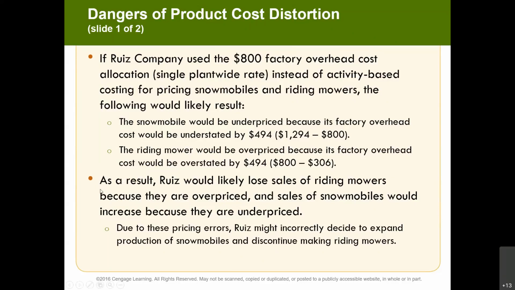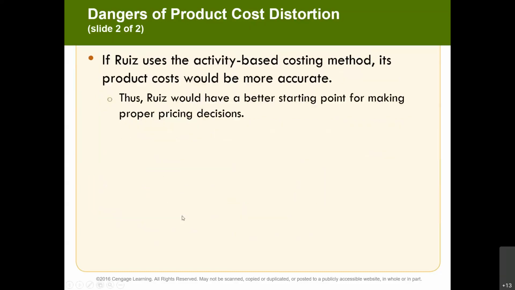And of course, this overcosting or undercosting for overhead per unit may also result in something being overpriced, which means it will be undersold, right? So if the company uses activity-based costing, its product costs will be more accurate. That's why we use activity-based costing, because it's a lot more detailed. It's a pain to do, but at the same time, it makes things more accurate when it comes to costing. And it helps us to make better decisions in the long run when it comes to pricing.